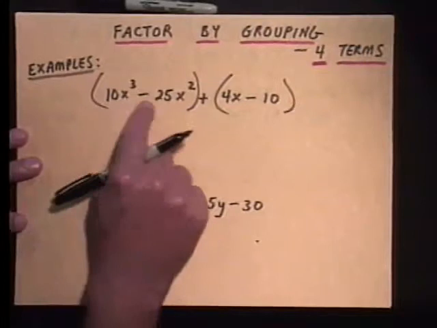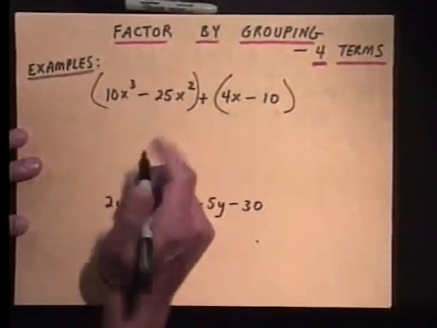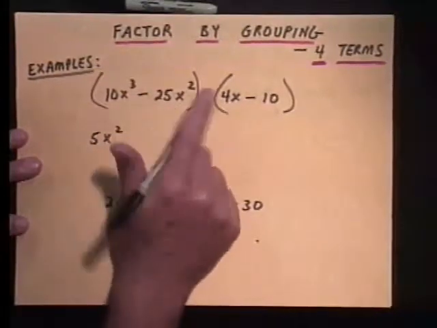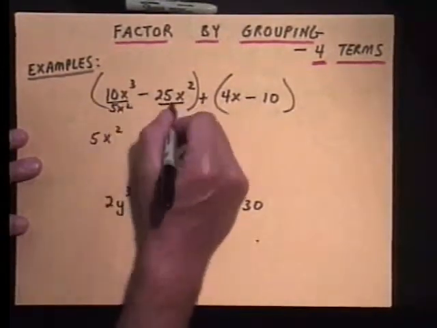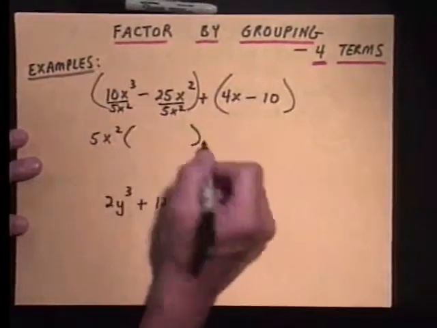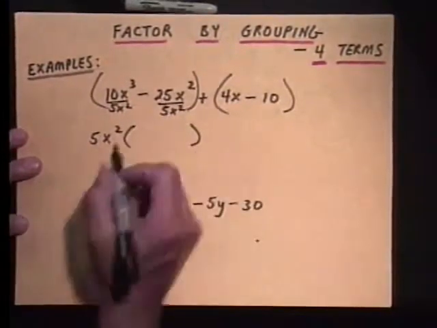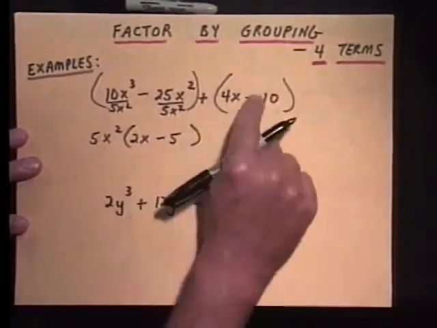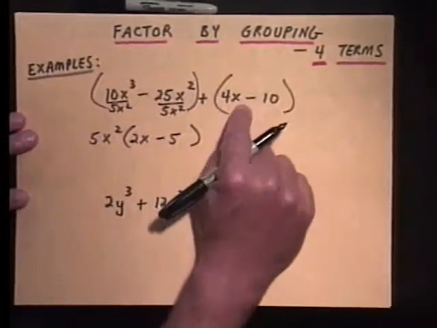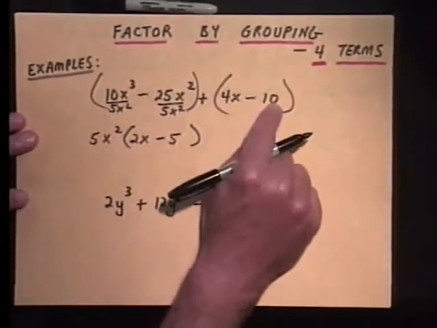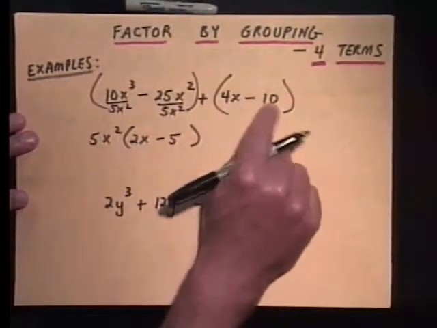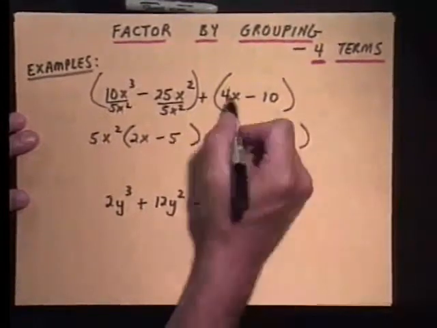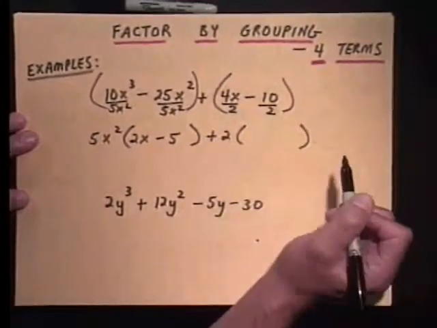And I think if you've been practicing what we've been talking about in the past, you would say, well, gee, Young, it looks like a 5x squared comes out of each one of these. And when I take that 5x squared out and divide each term by it, what's left in here? Well, I'm going to be left with 2x minus 5. And then you do the same thing to the second pair you've grouped here. What goes into 4 and 10? The greatest common number that goes into 4 and 10 is a 2. So we're going to write plus 2 there and divide each term by 2. What's left?